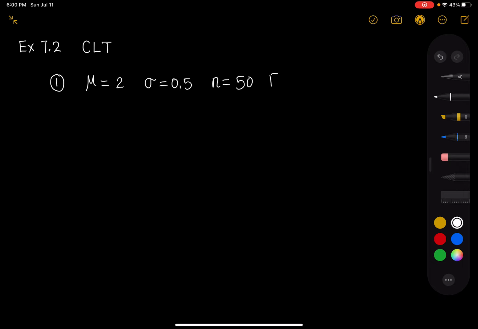Now the question asks us to find the probability that the sample mean. Because we want to find the probability of sample mean, not the mean, but the sample mean, underline this, sample mean. That's when we call for the central limit theorem. So we want to find sample mean x bar is greater than 1.8 but less than 2.3. So then we will apply the central limit theorem to solve this problem.